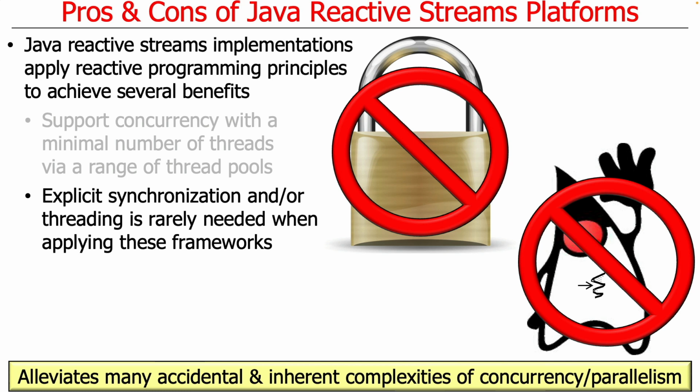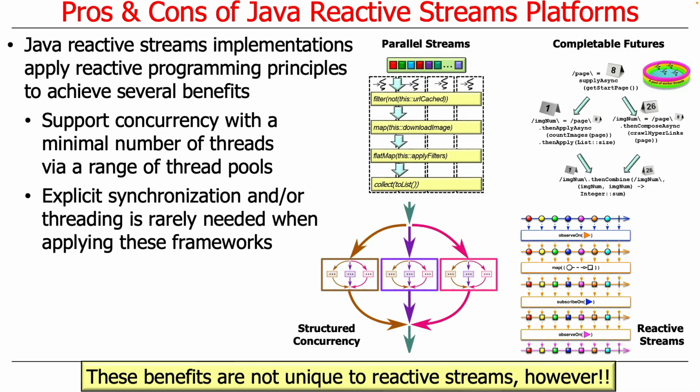Another nice thing about using reactive programming is you very rarely need to do any explicit synchronization, and you very rarely, if ever, need to spawn threads directly. That's all handled by the frameworks. And this helps to alleviate accidental and inherent complexities of concurrency and parallelism, because you don't have to deal with these issues. Instead, they're handled for you at the infrastructure framework level. To be honest, however, these benefits are not unique to reactive streams. Structured concurrency gives you some of the same benefits, as do parallel streams and completable futures. The goal is to try to avoid having to deal with a lot of explicit threading and locking. You abstract those things away into little frameworks, which is nice.